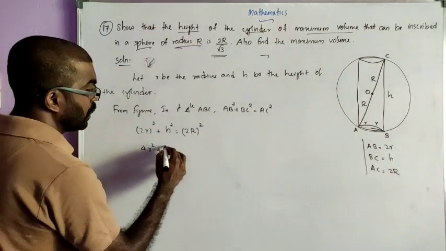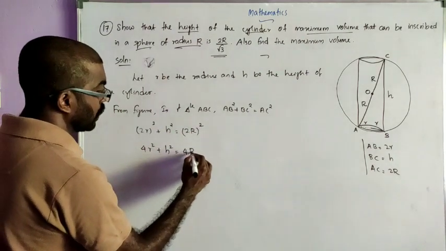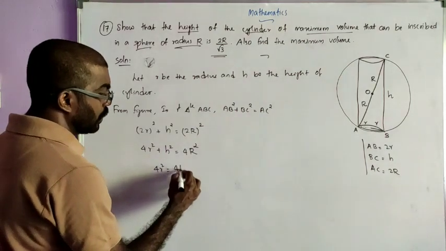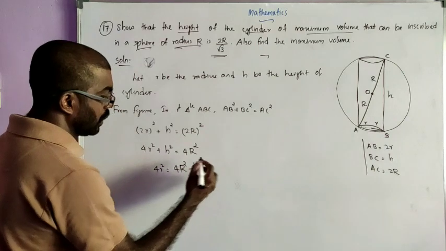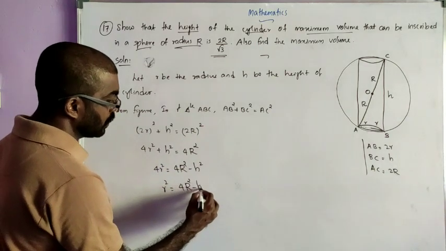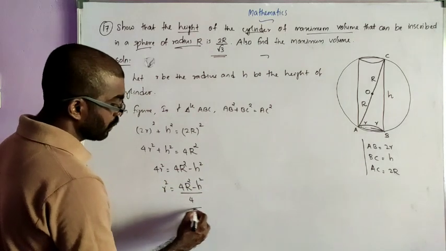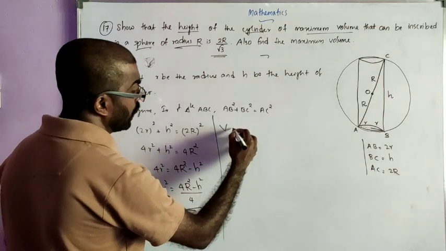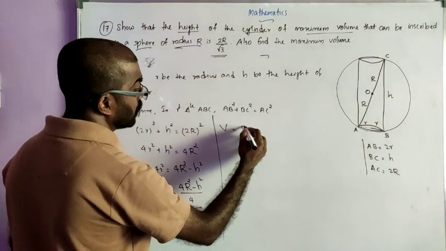4R square plus H square equal to 4 capital R square. So 4 capital R square is equal to 4R square minus H square, and R square is equal to (4R square minus H square) divided by 4. Now we can find the volume of the cylinder. Let it be V. So volume is equal to pi R square H.